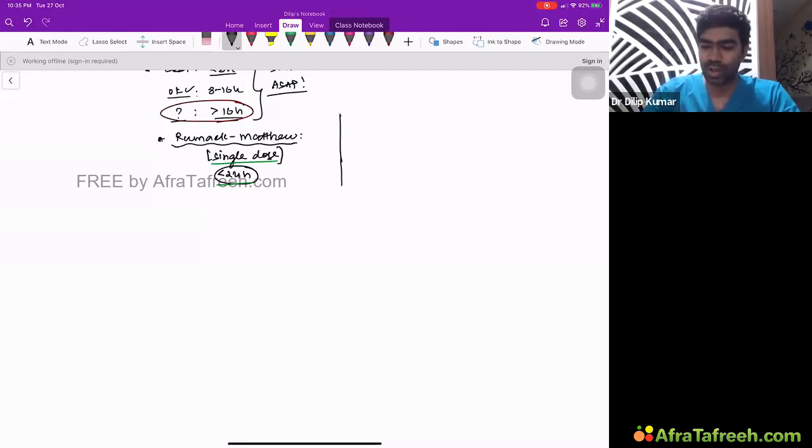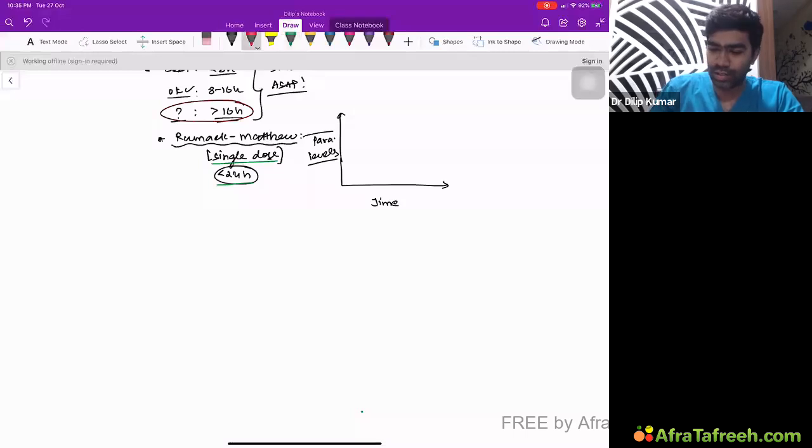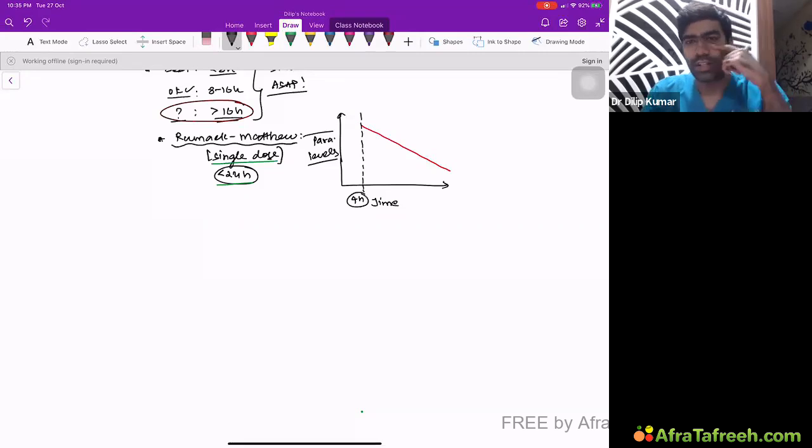So what is this Rumack-Matthew nomogram? You will have a graph where time is plotted against the paracetamol levels in the blood. So you need to take paracetamol levels in the blood. And there will be a line like this, if you see. This is basically called the treatment line. Please understand, this line typically starts at 4 hours only. Which means the first paracetamol level in the blood should be taken at 4 hours only.